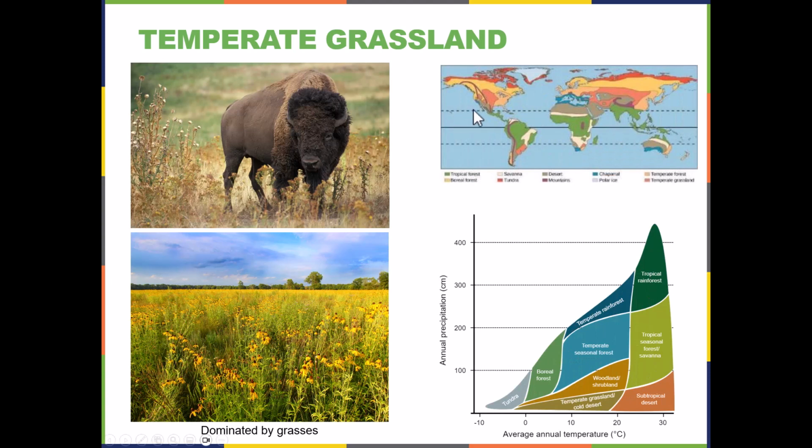Next, we have temperate grasslands. The temperate grasslands represent the prairies in the United States. So you can see these temperate grasslands in this area here. The temperate grassland over here is down in this area. Not a lot of rainfall and a pretty big variation in temperature. This is dominated by grasses.